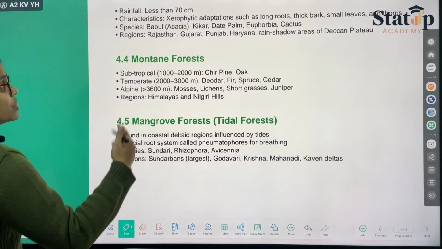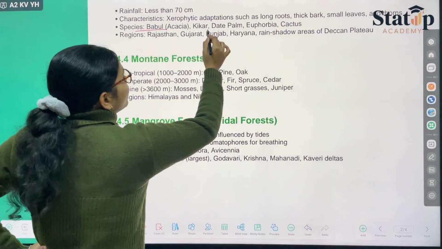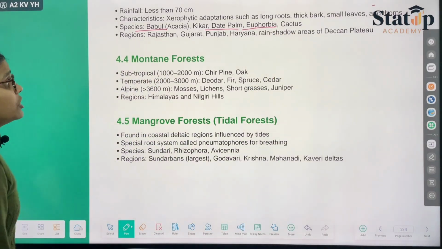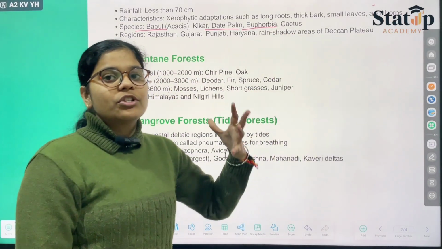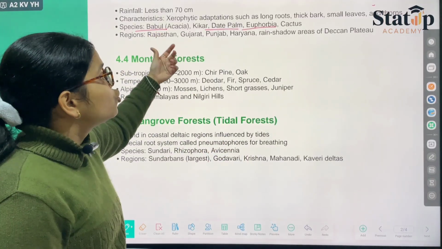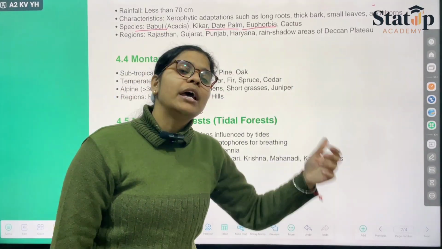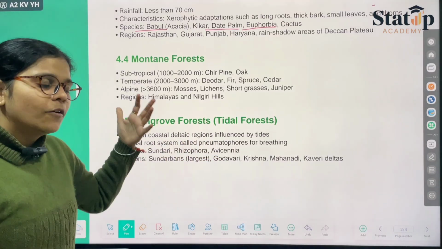Next, we have the species that are found, that is babool, date palm, euphorbia, and the cacti. Regions are again those places which are receiving less rainfall, that is Gujarat, Punjab, Haryana, or the rain-shadow areas of the Deccan plateau. They have a certain type of forestation.